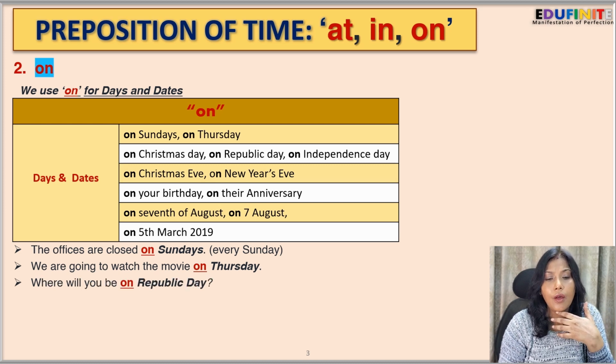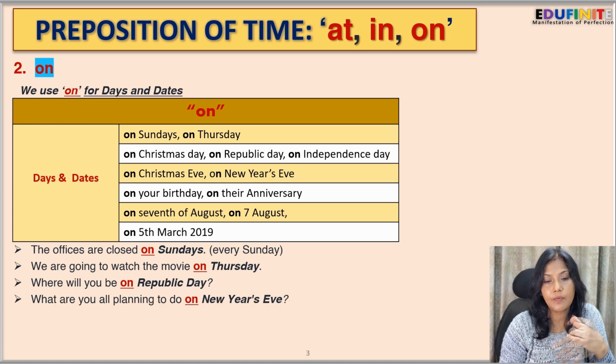Next, where will you be on Republic Day? So Republic Day is a holiday. So I'm asking my friend, where will you be on Republic Day? Maybe I wanted to invite her. So I'm trying to know where she'll be on Republic Day. If she is free, then I'll invite her.